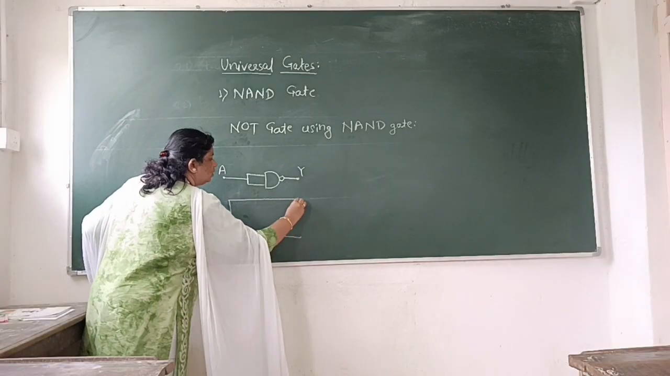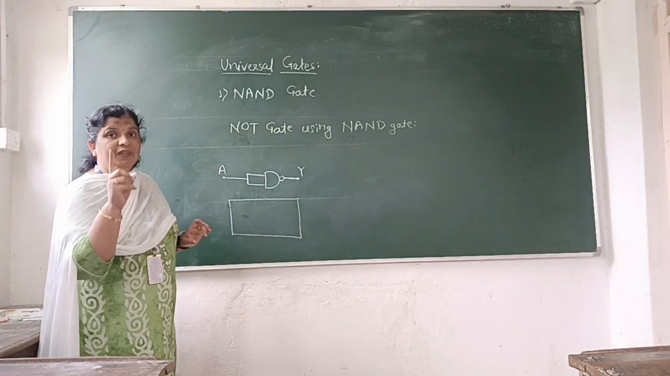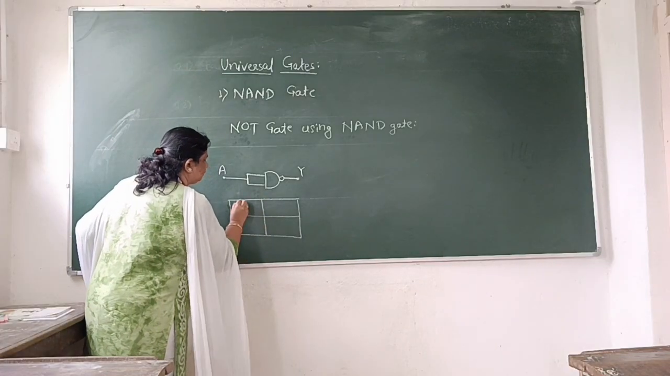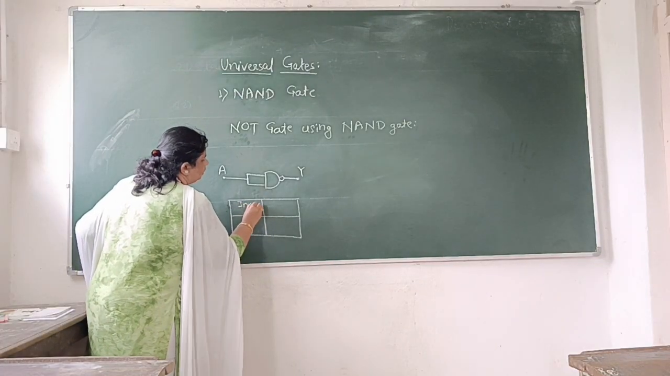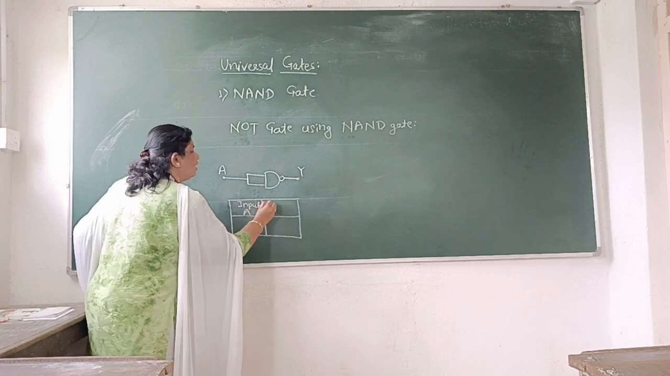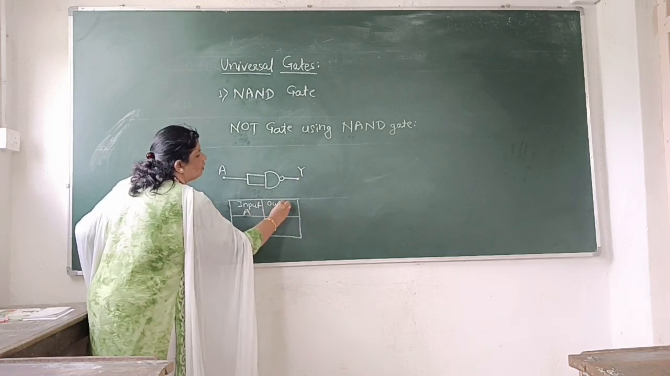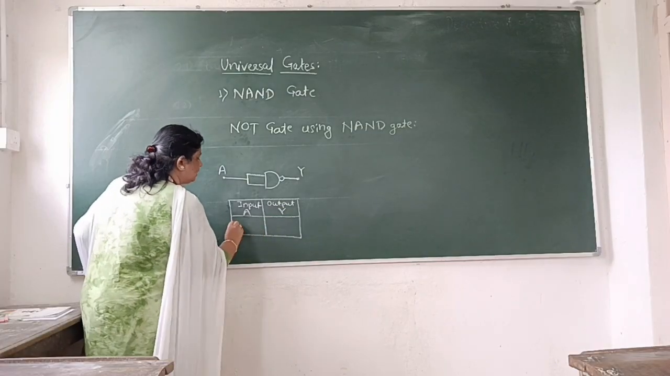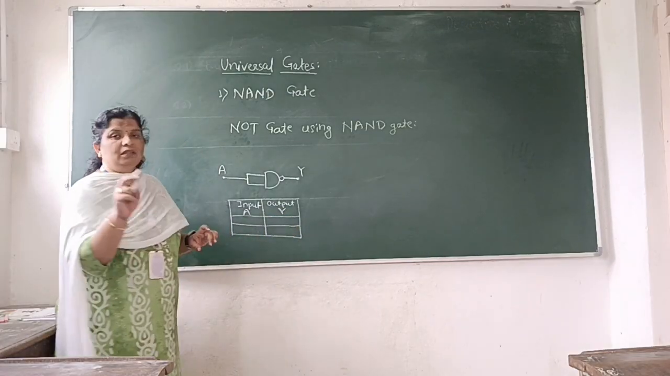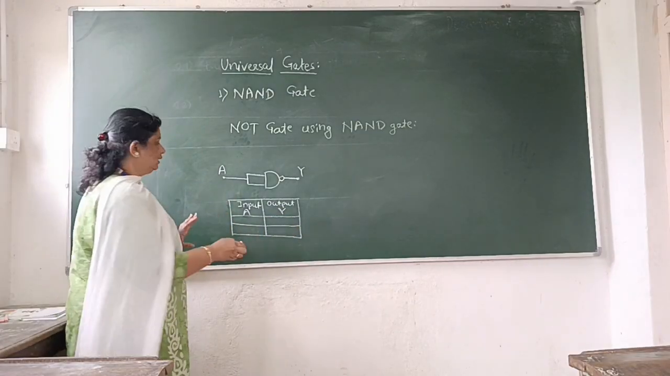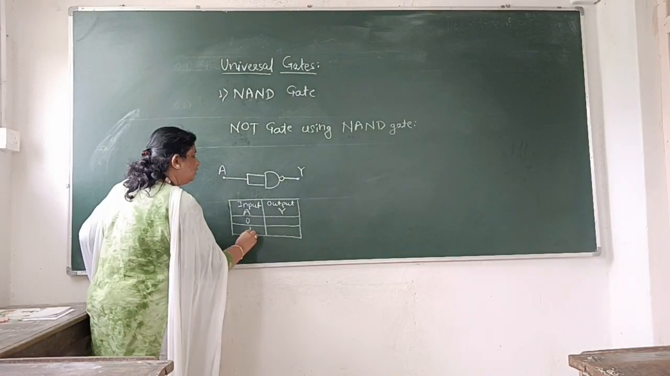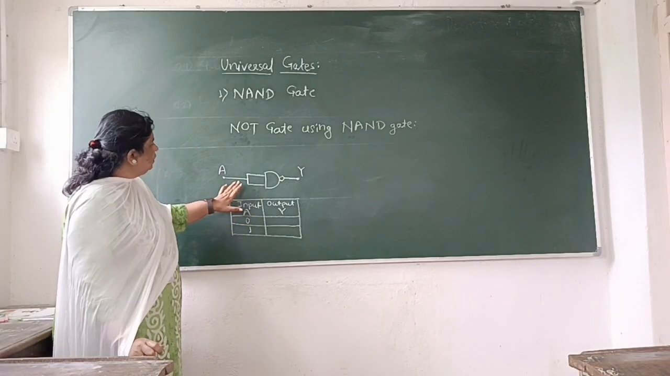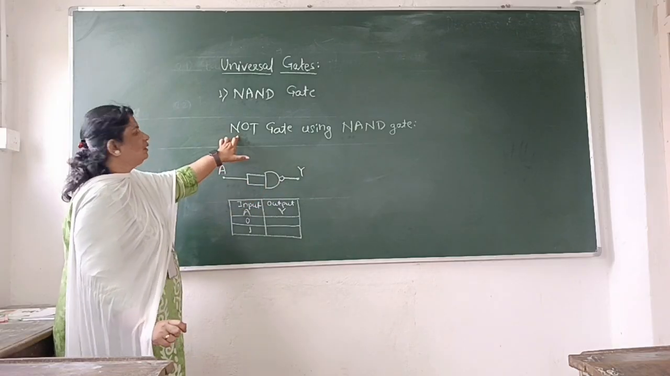We know that NOT gate is the only gate which has a single input. In this case, the input is named here as A, and the output is named as Y. In case of a single input, it can have only two states, either 0 or 1. So logically we are going to prove how this circuit performs as a NOT gate.